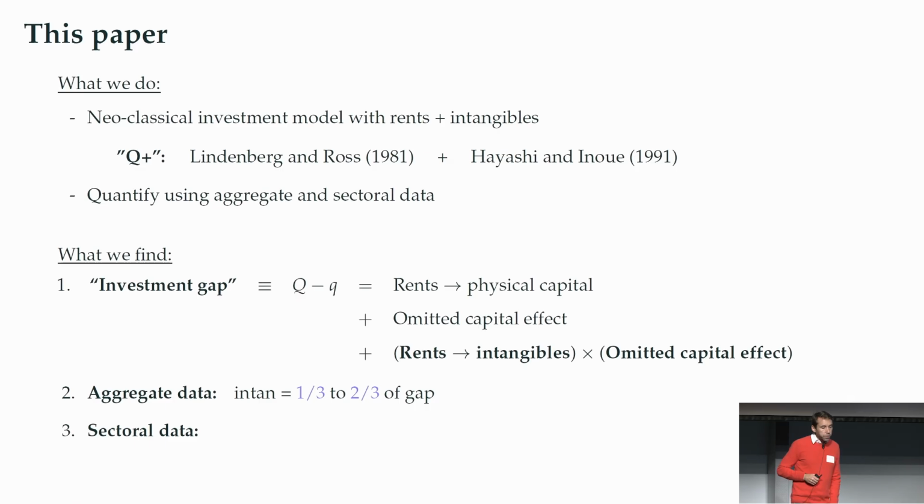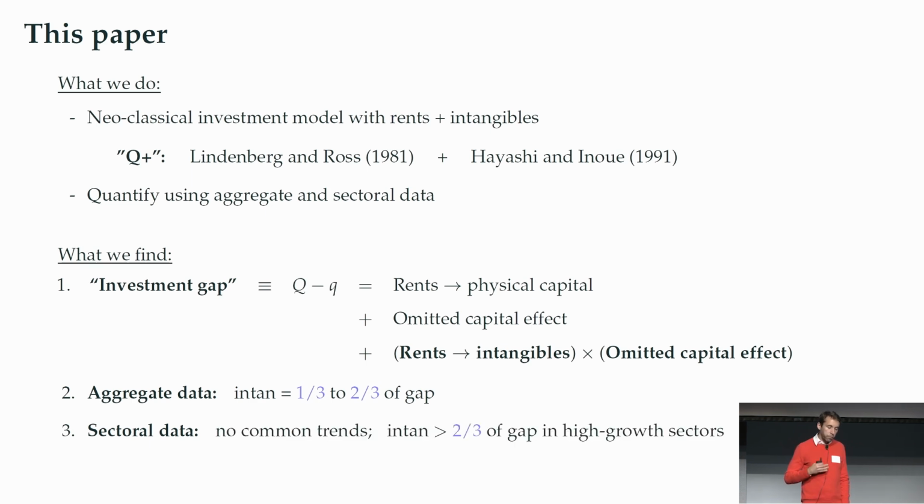And then the last thing I'll do is go to more disaggregated sectoral data, and I'll repeat my exercise. I'll show you different results there, but the main message is that there are really very heterogeneous trends across sectors. So a sector like manufacturing has essentially no investment gap.